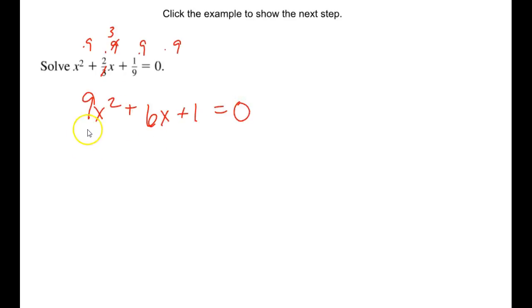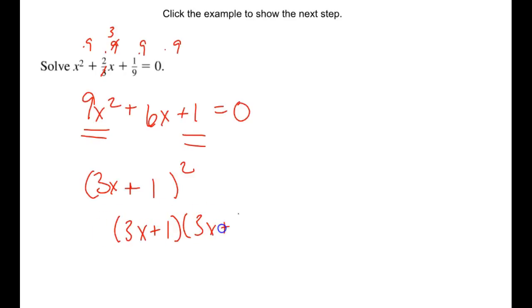Again, I know the square root of my first term and I know the square root of my last term, so let's go ahead and write it out. This is a plus, so it's going to be a plus in here. I'm going to end up with 3x plus 1 squared. So we can try it out. 3x plus 1 times 3x plus 1. Let's see what we end up with. 3x times the quantity 3x plus 1 times the quantity 3x plus 1.